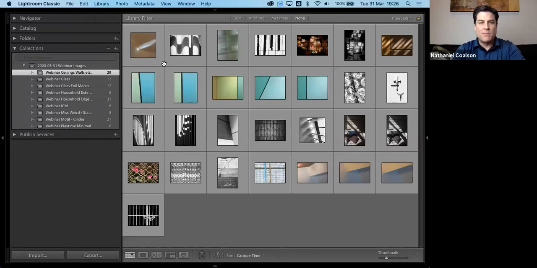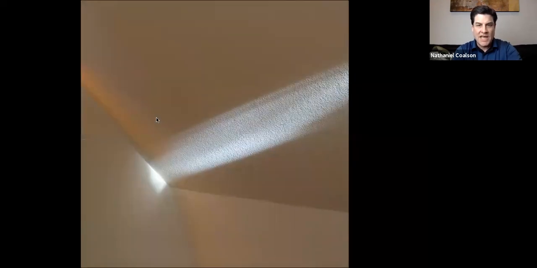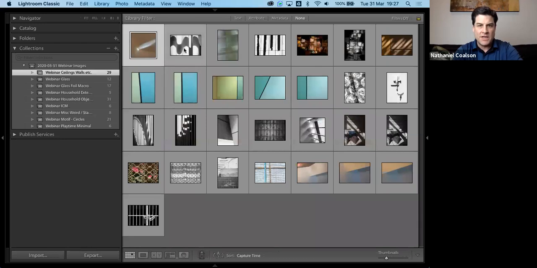Let's start with some architecture. I showed you the example of some of my early decanter. So here is another image that, again, is not one of my best of all time, but it got me thinking. This is quite literally just a sliver of light on the ceiling of my house. The idea here is that you can create interesting compositions pretty much anywhere.